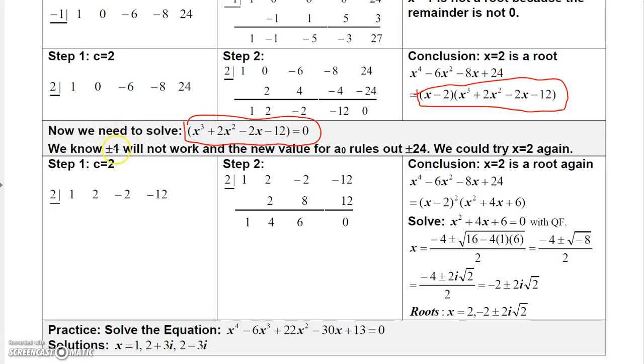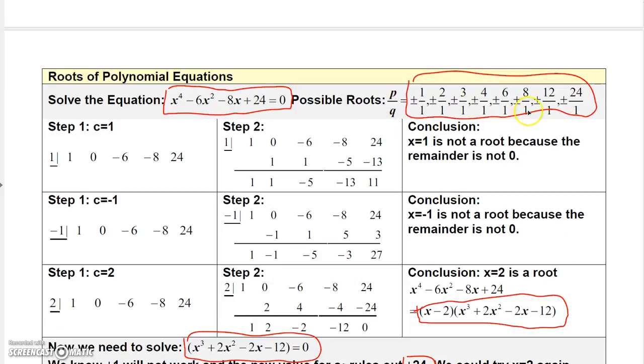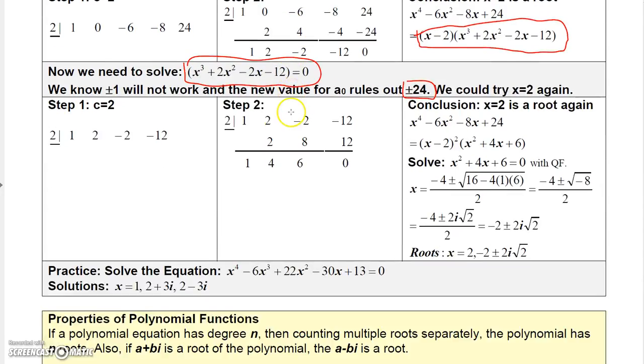Now we know plus or minus 1 will not work because it didn't work in the first place, and it rules out plus or minus 24 because now we've got negative 12. So we still got the same list, except we can't use this and we can't use these. So I tried 2 again, and when I did 2 again, I got a remainder of 0. And so now that reduces that from a 3rd degree to a 2 degree. So now, since 2 worked again, the factor was actually x minus 2 quantity squared, because minus 2, or 2 has a multiplicity of 2, and then I got this into a quadratic.